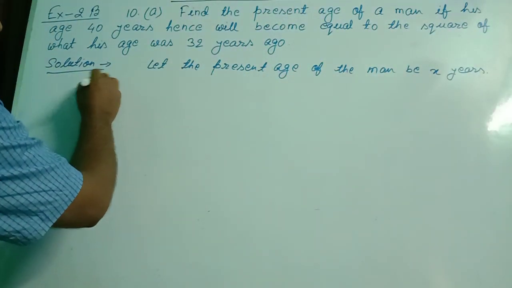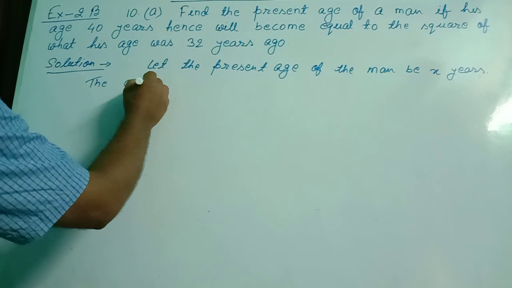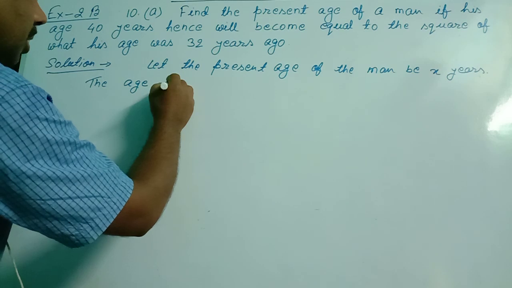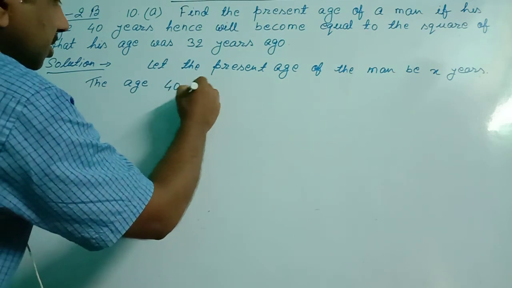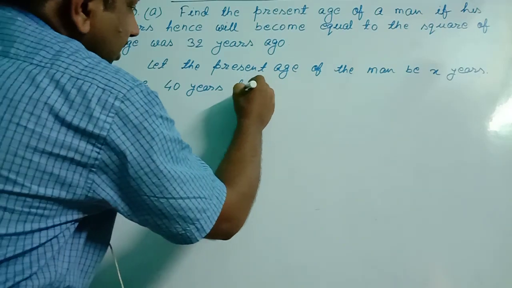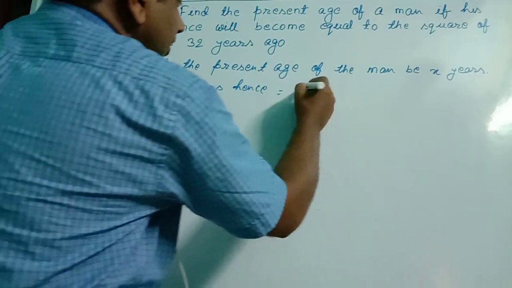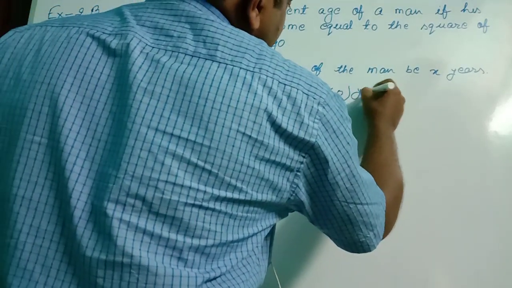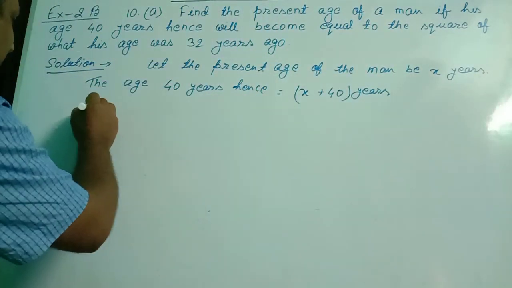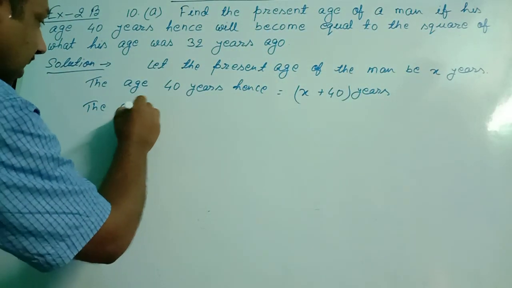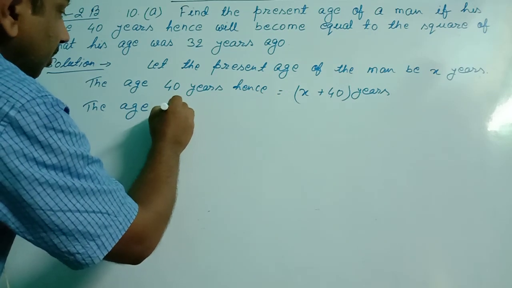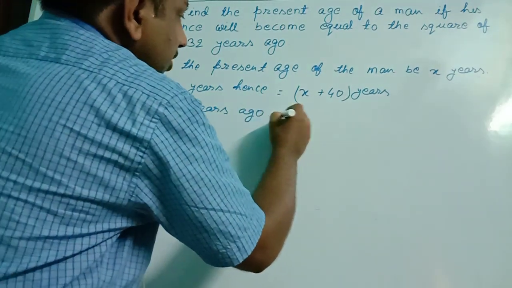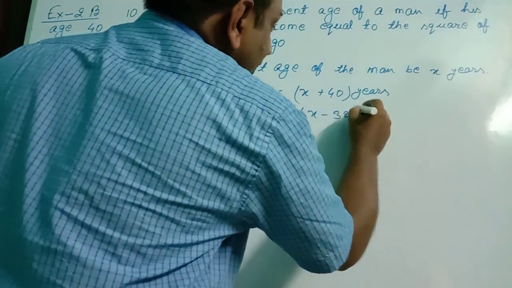Then you write the age 40 years hence, that is equal to x plus 40. And one more condition, the age 32 years ago, this age will be x minus 32 years.